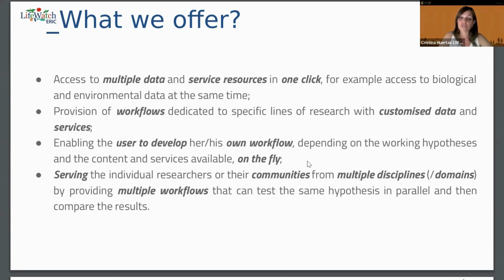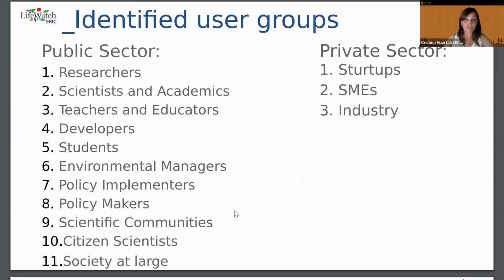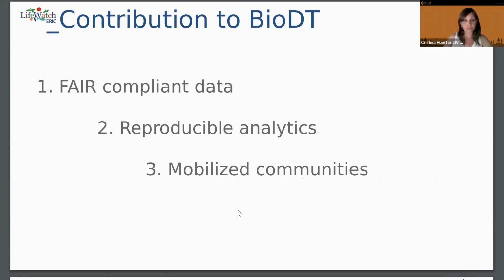We serve individual researchers or their communities from multiple disciplines or domains by providing multiple workflows that can test the same hypothesis in parallel and then compare the results. We have identified 11 stakeholders in the public sector and 3 groups in the private sector. In brief, our contribution to BioDT has 3 components. The first one, the FAIR, compliant data. The second, the reproducible analytics. And the third, mobilized communities.